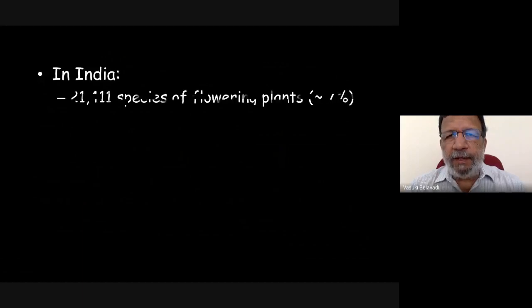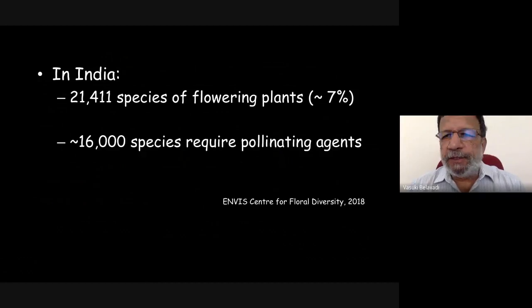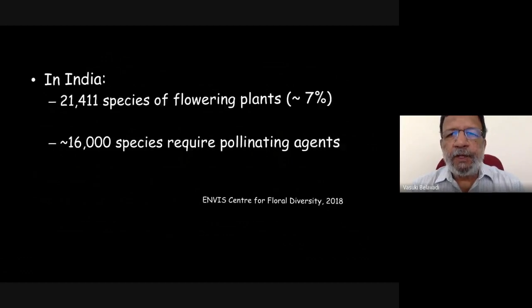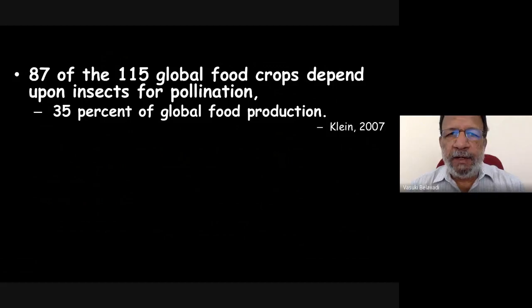Now, if you look at the Indian condition, you see that 21,411 species of flowering plants are there, and 16,000 species require pollinating agents. This is according to the NVIS Center for Floral Diversity Report 2018. Now, we cultivate about 115 crops or plant species for our food all over the world. So 87 of the 115 global food crops depend upon insects for pollination.